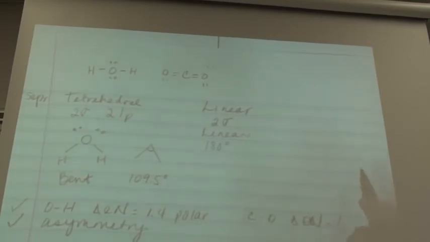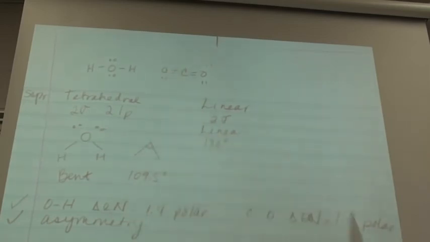Now let's look at carbon dioxide. What is the delta EN between carbon and oxygen? 1.0. Is that polar or nonpolar? Polar. It is polar. Are there any lone pairs around the central atom? No. So it is symmetrical. So not both of the tests are true. So it must be a nonpolar molecule. Understood? Sure. All righty.